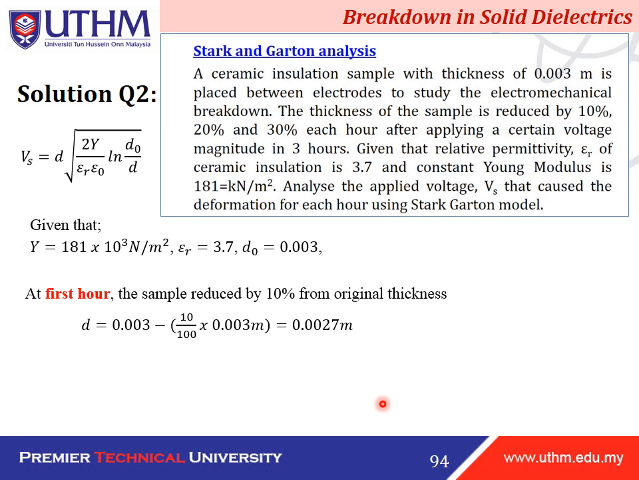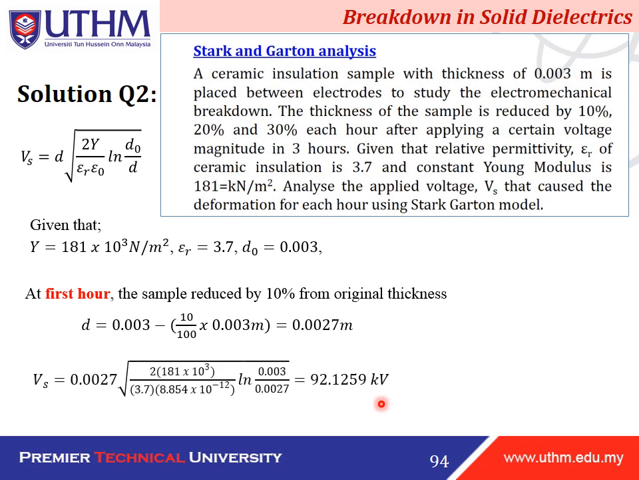When we get the reduced thickness, we insert it in the equation correctly. Bear in mind, d0 is the initial thickness, d is the reduced thickness. So we know that from the first hour, the reduced thickness is 0.027. So 0.027 goes at d in front, and also at the ln. Usually students get confused about this too. Sometimes they change the position, so make sure you remember it carefully.